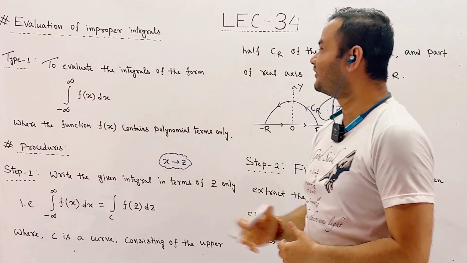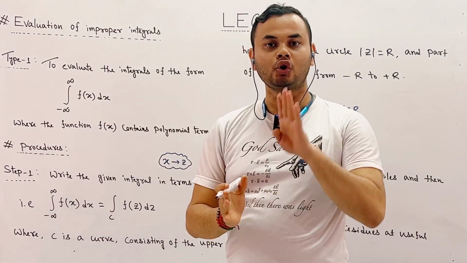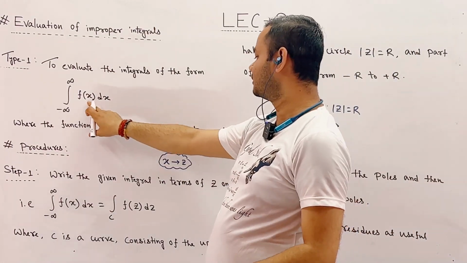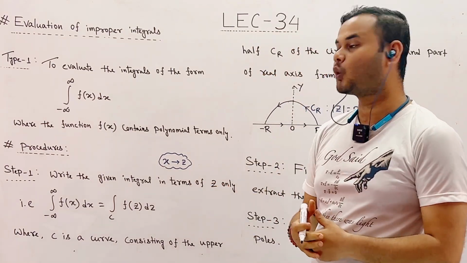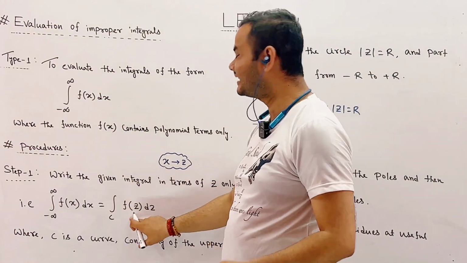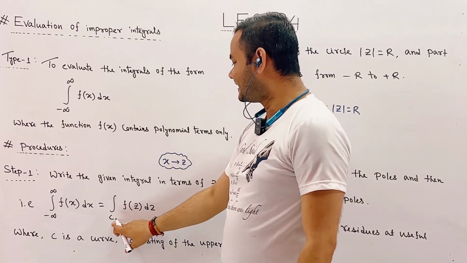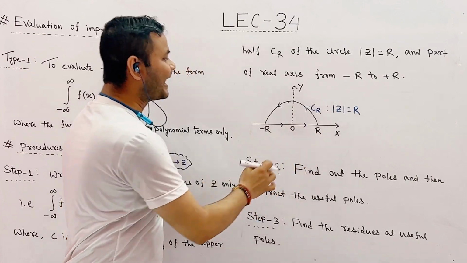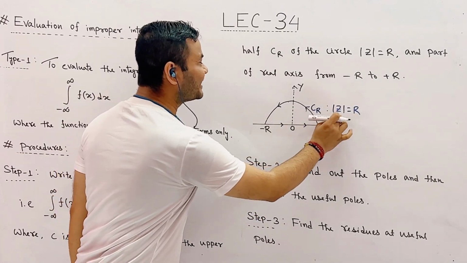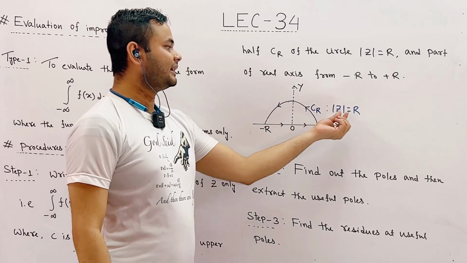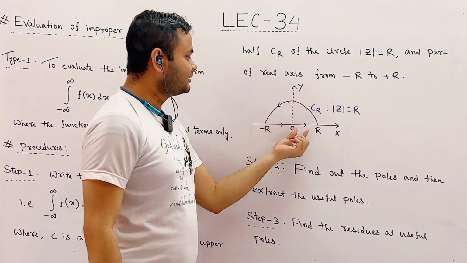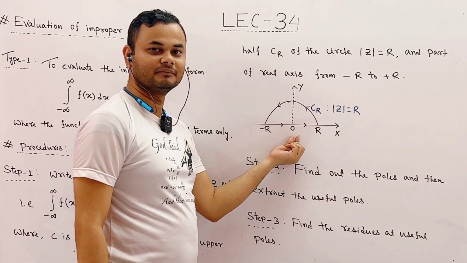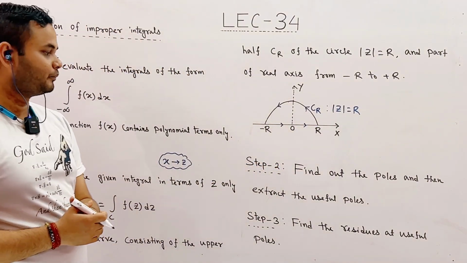Students, to evaluate this type of integrals, we have to follow a total of 4 steps. In step number 1, we have to change the variable from x to z so that we can obtain an integral in terms of z only. Here C is a curve consisting of the real axis from minus R to plus R and the upper half of the circle modulus of z equal to R. That means the radius of the upper half circle is capital R and the center is at z equal to 0.